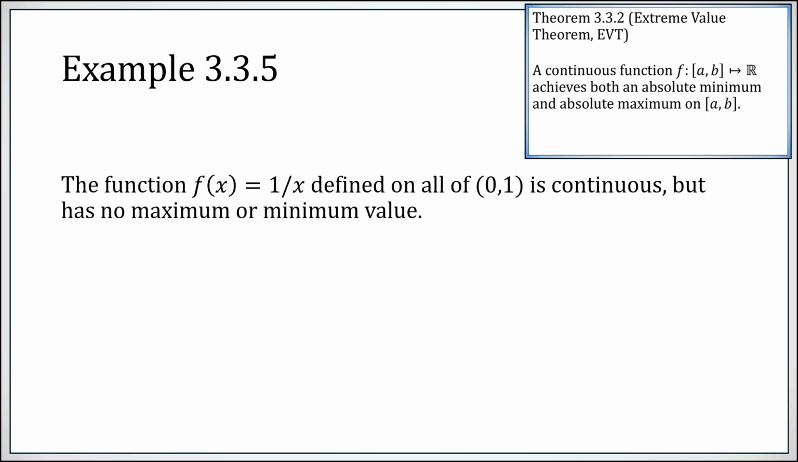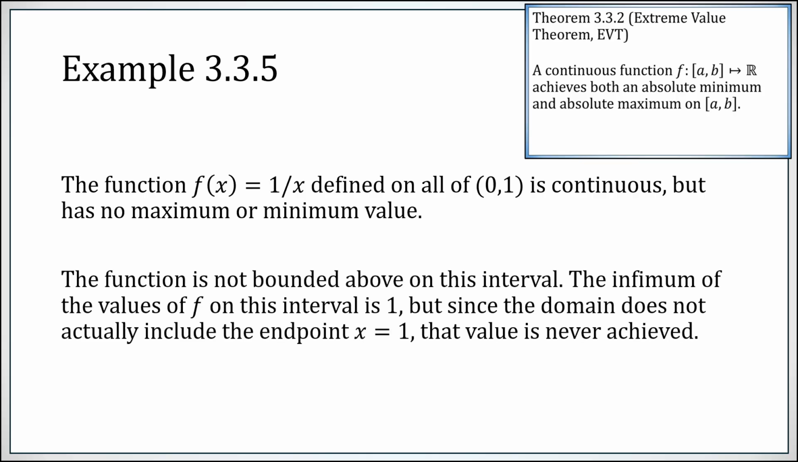Another example, 1 over x on the interval from 0 to 1 is continuous on that entire interval, but definitely doesn't have a maximum. It also does not have a minimum. The function is not even bounded above on the interval. So the inf of the values taken is 1, but that's not actually f of anything in this interval. The infimum of the range is 1, which occurs at f of 1, but we've specifically cut that point out of the domain. So it is quite important that we are including the endpoints.